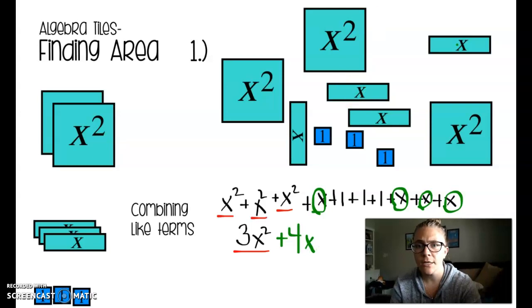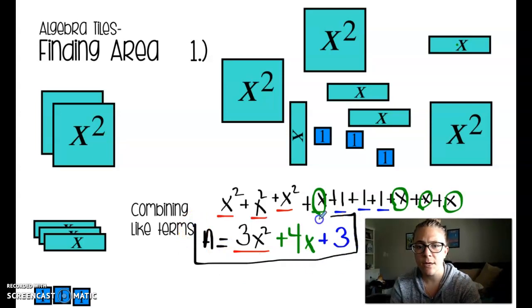I'm going to grab a new color and do my ones. So I have 1, 2, 3. I want to make sure that's accurate. I have 1, 2, 3 ones tiles, and so we would just represent that as having a value of 3. So to find the area of this handful of tiles, I would write everything out, and then I would combine my like terms, and my final answer would be 3x squared plus 4x plus 3.